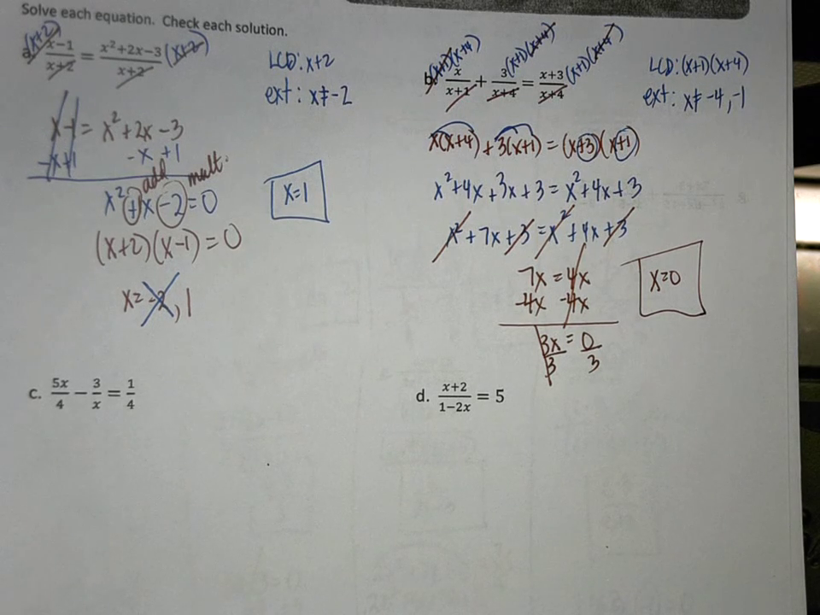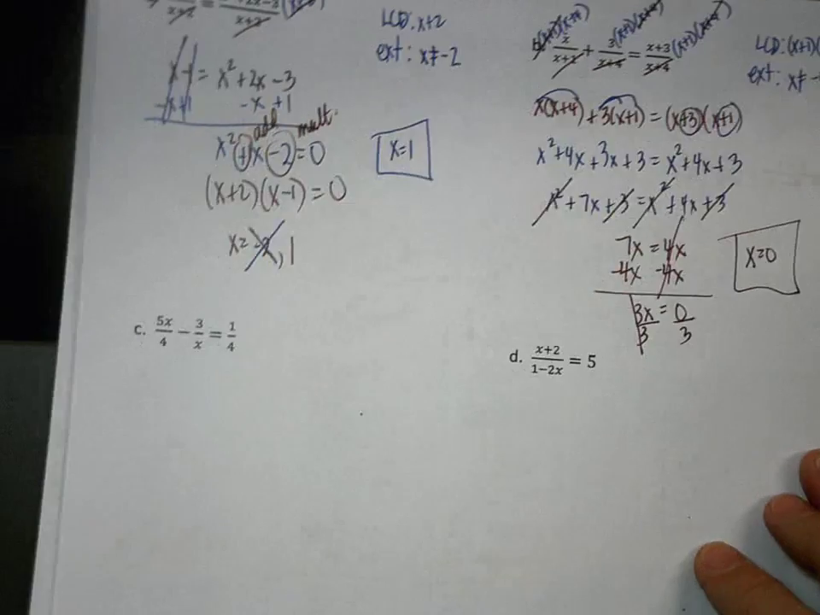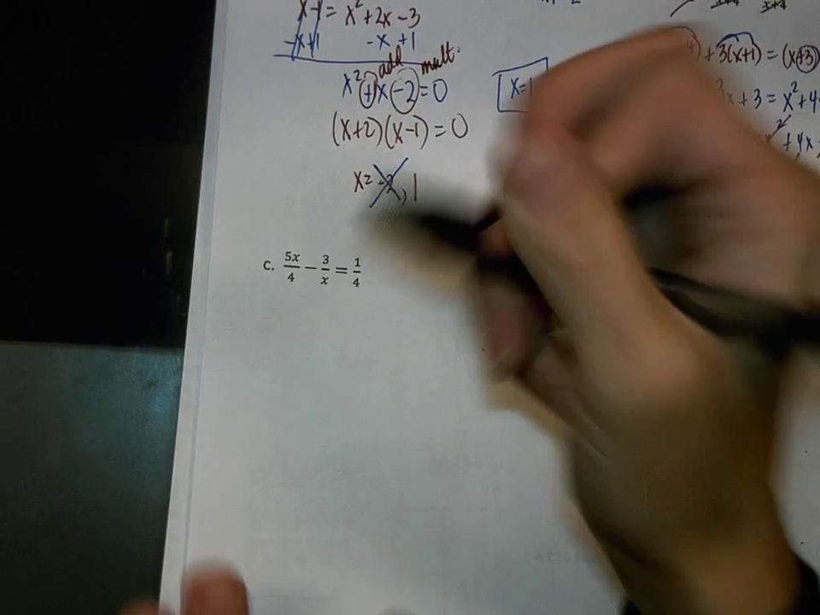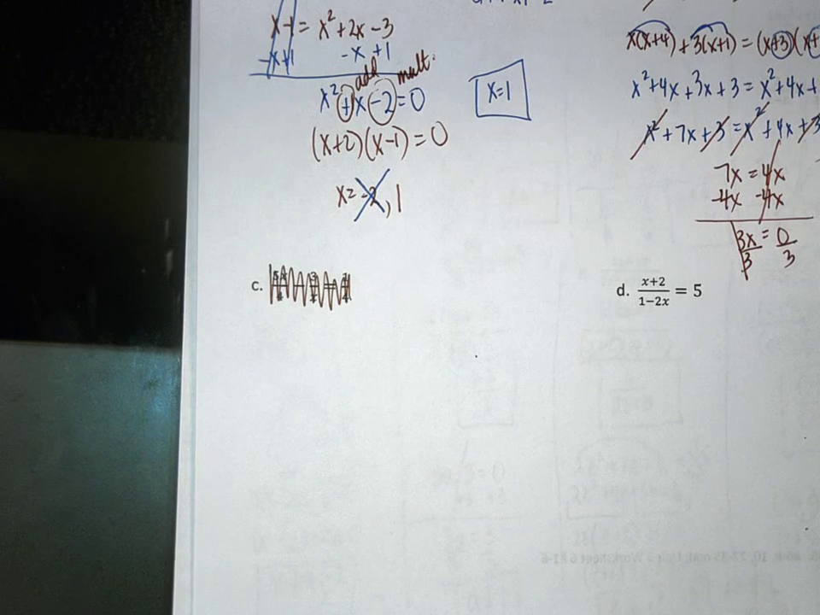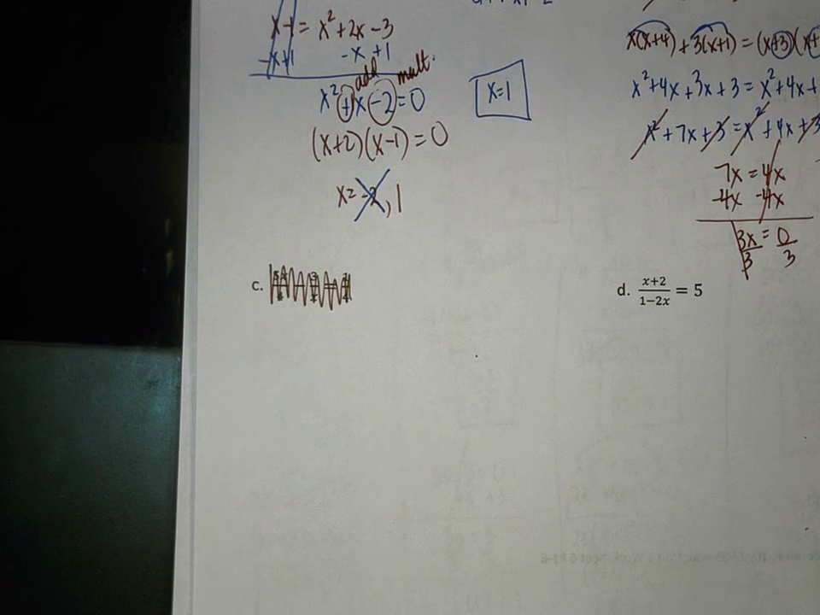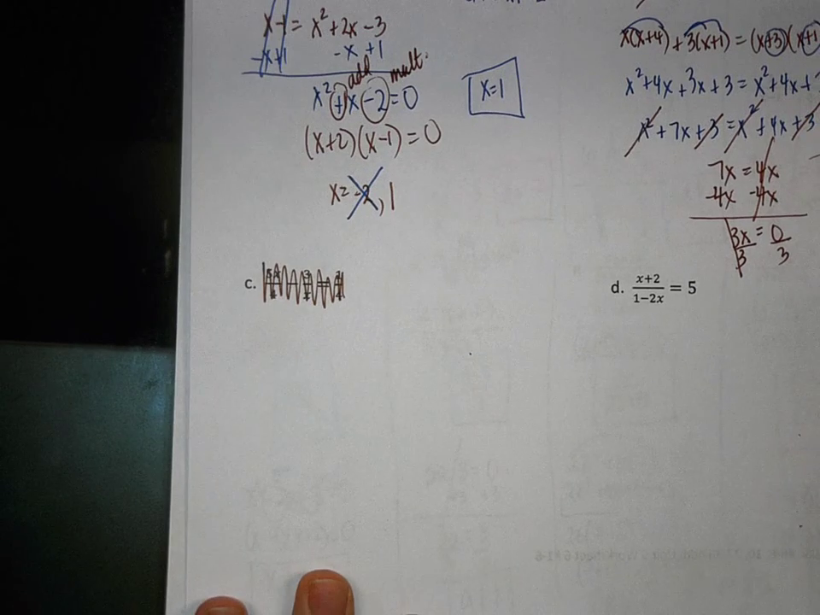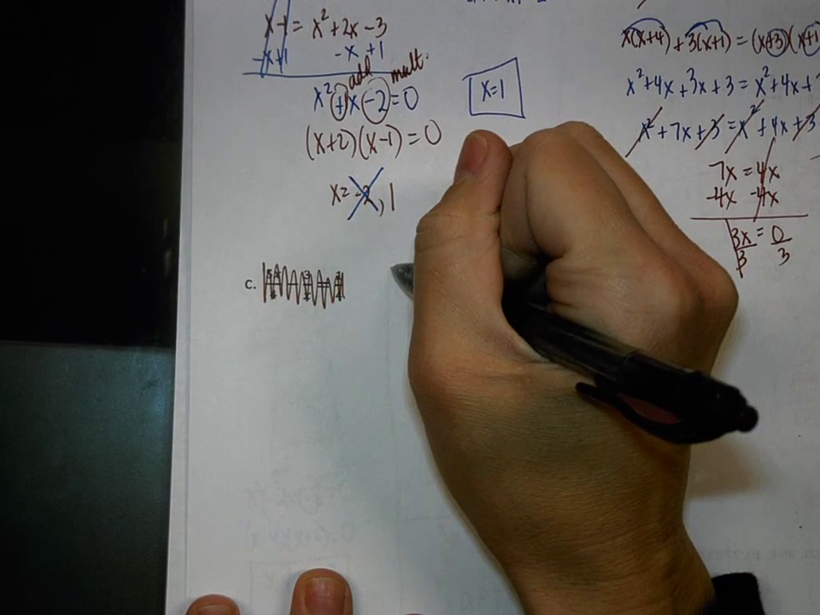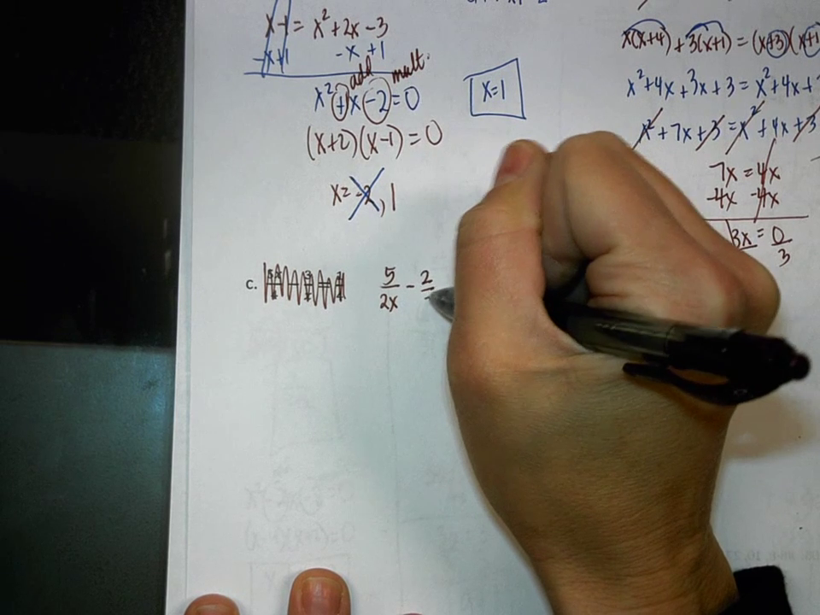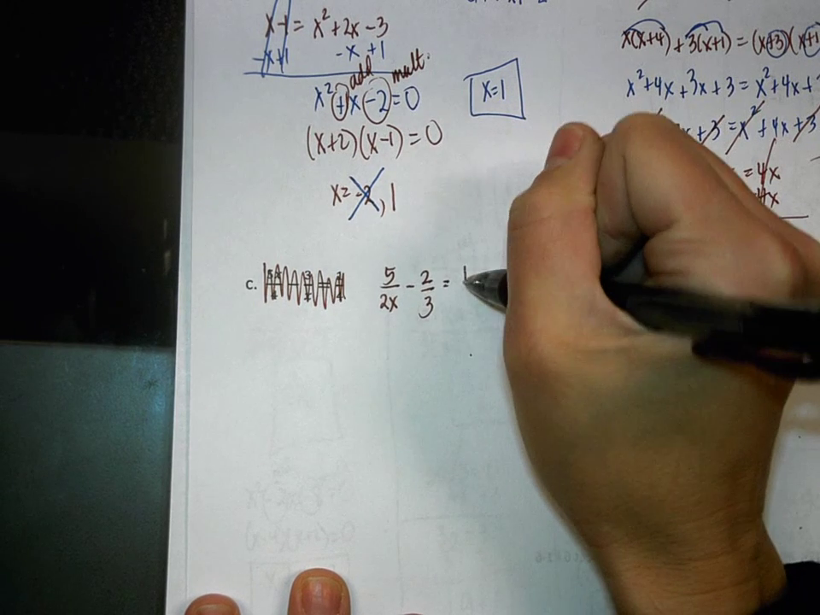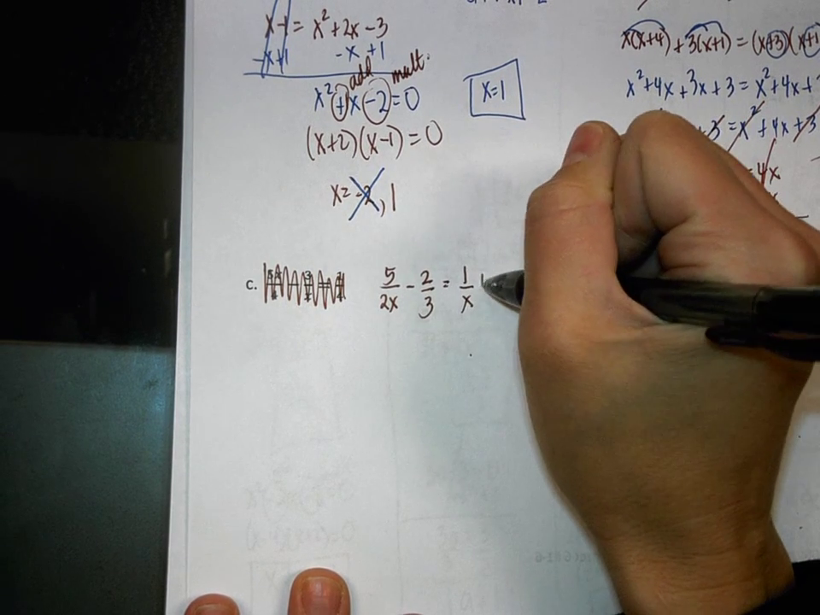Okay, problem C, I'm going to change this problem. This one, when we ended up solving it, you needed to use the quadratic formula, but you don't have anything on your test that's like that, so I'm changing it. Okay, so cross that out. The new problem is 5 over 2x minus 2 over 3 equals 1 over x plus 5 over 6.